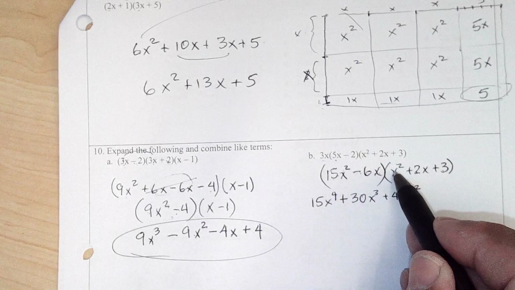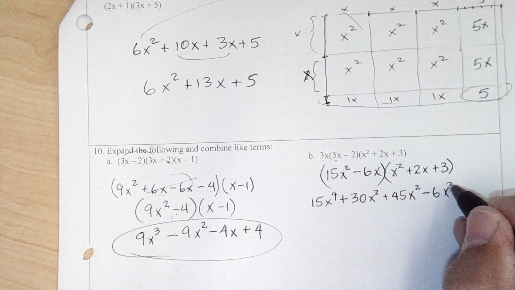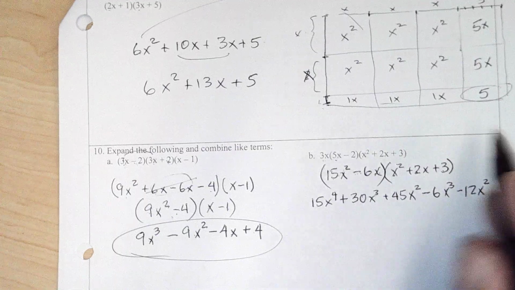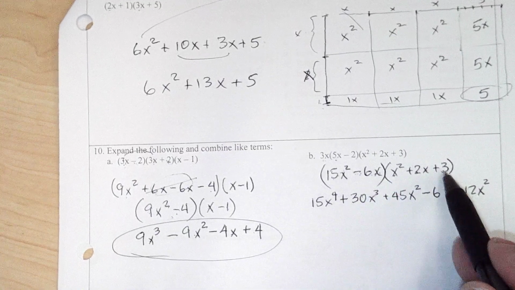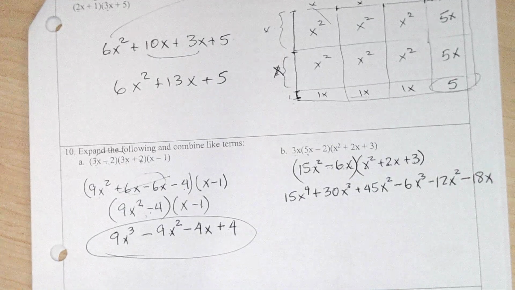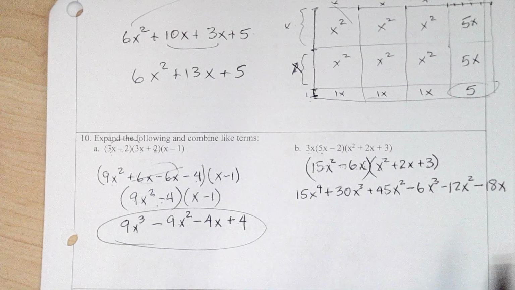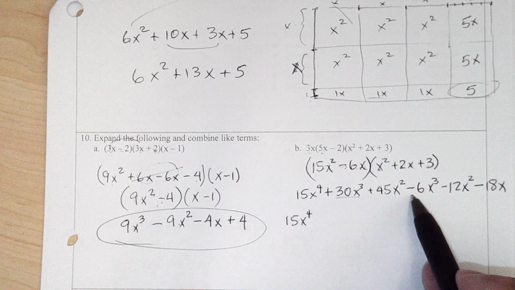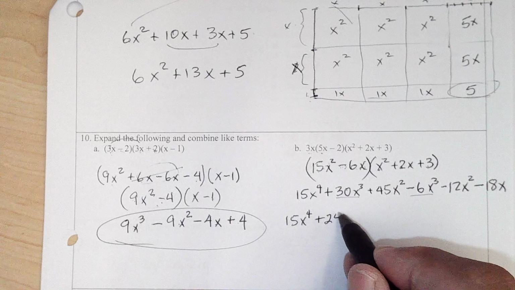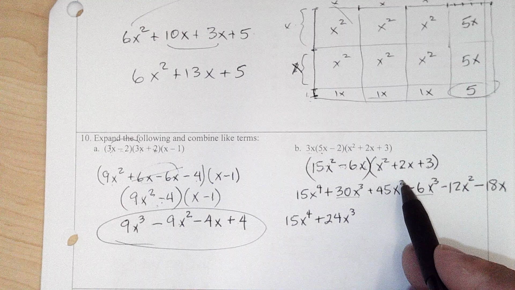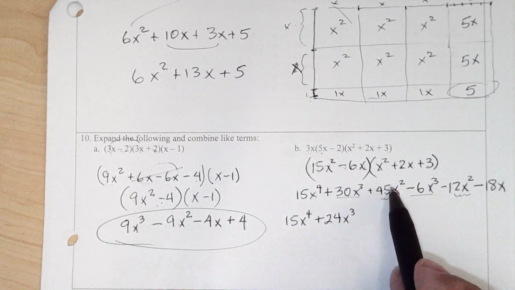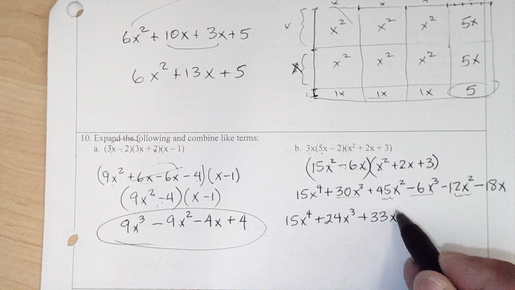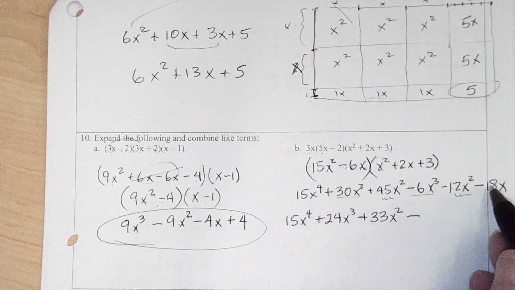Now I got to take negative 6x times x squared, negative 6x to the 3rd. Negative 6x times 2x, that's minus 12x squared, x in each of those. And then minus 6x times the 3 is minus 18x. Putting them in order, I have 15x to the 4th, none other. I have 30x to the 3rds minus 6x to the 3rds, that's plus 24x to the 3rds. I have 45x squareds minus 12x squared, so 33x squared. And then I have some x's, only those, minus 18x.